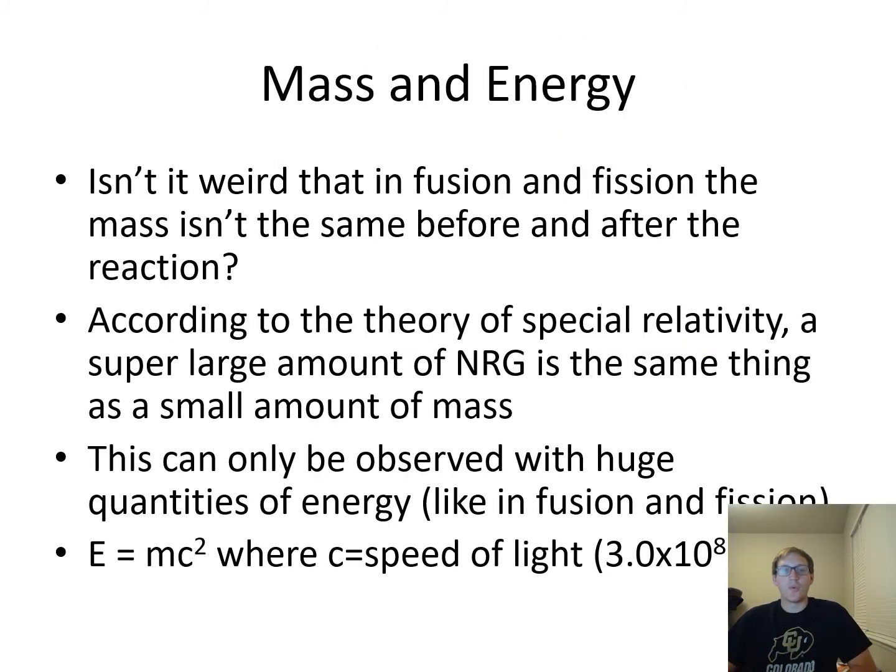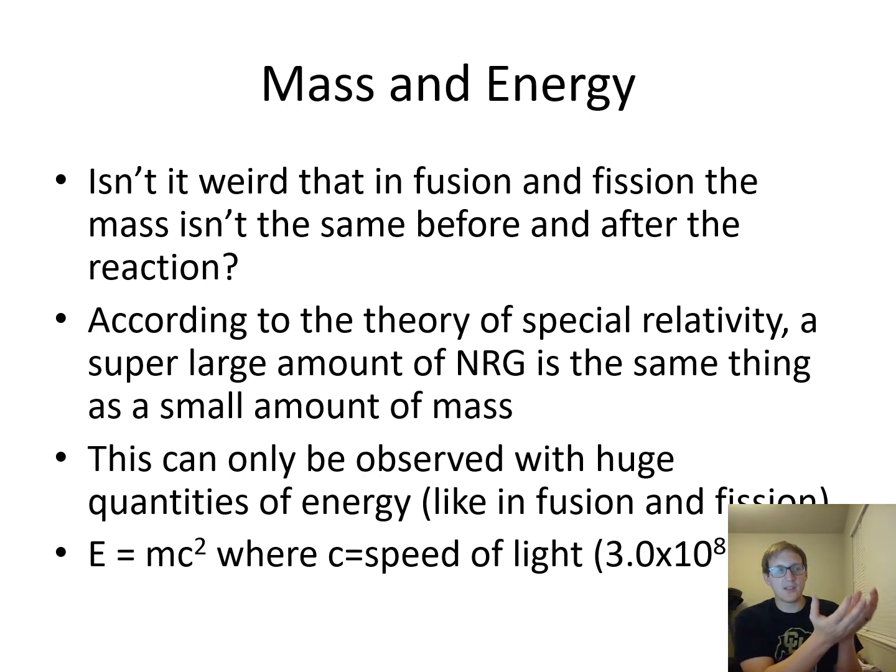Okay, so what you also might be thinking, I kind of mentioned it before, isn't it weird that in fusion and fission the mass isn't the same before the reaction as it is after? Because I thought we had this thing called the law of conservation of mass that says whatever I start with, I have to end with. Well, again, that's because that mass is being converted into energy. It's not getting rid of the mass. I'm not starting with 7 as a mass and then ending with 6. That can't happen. I have to have the same amount of mass on both sides.